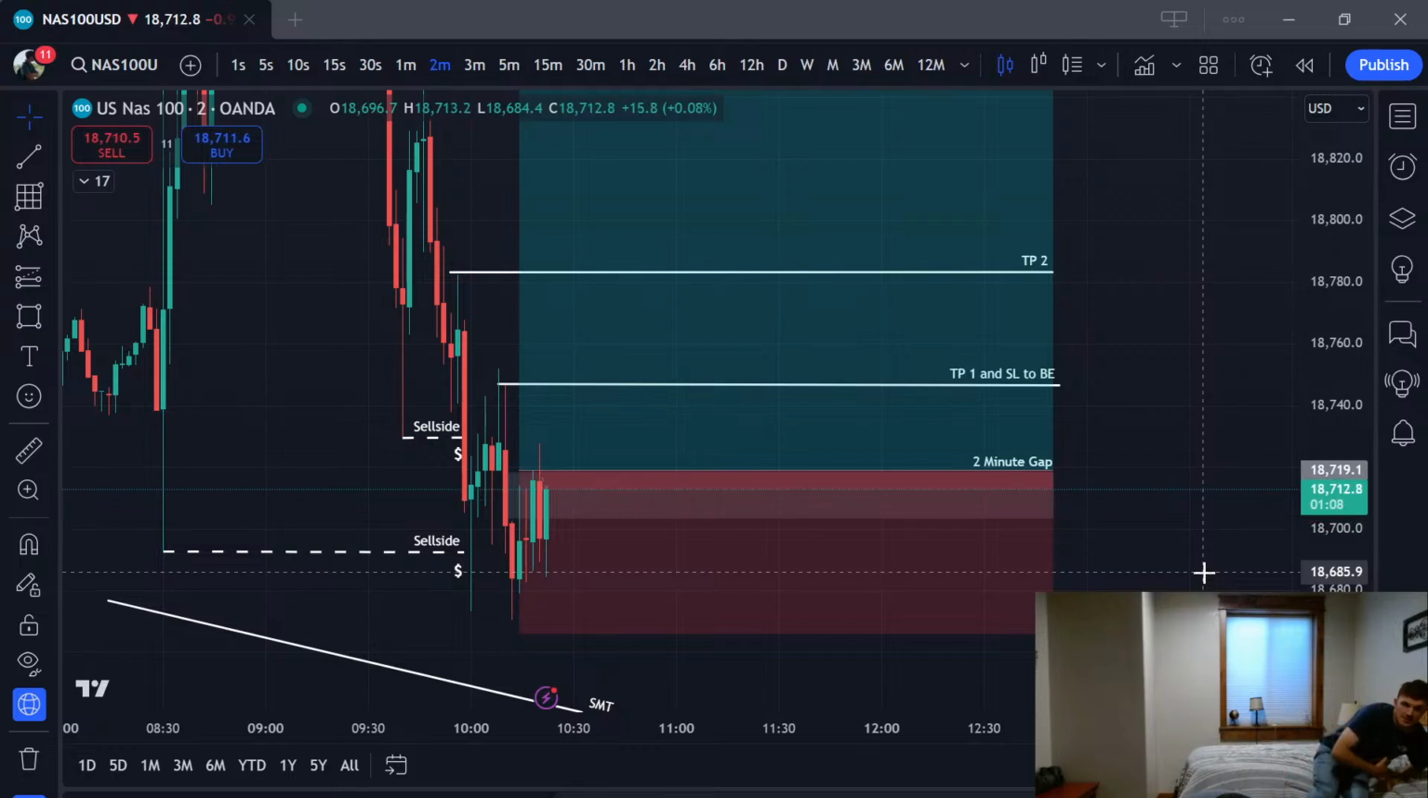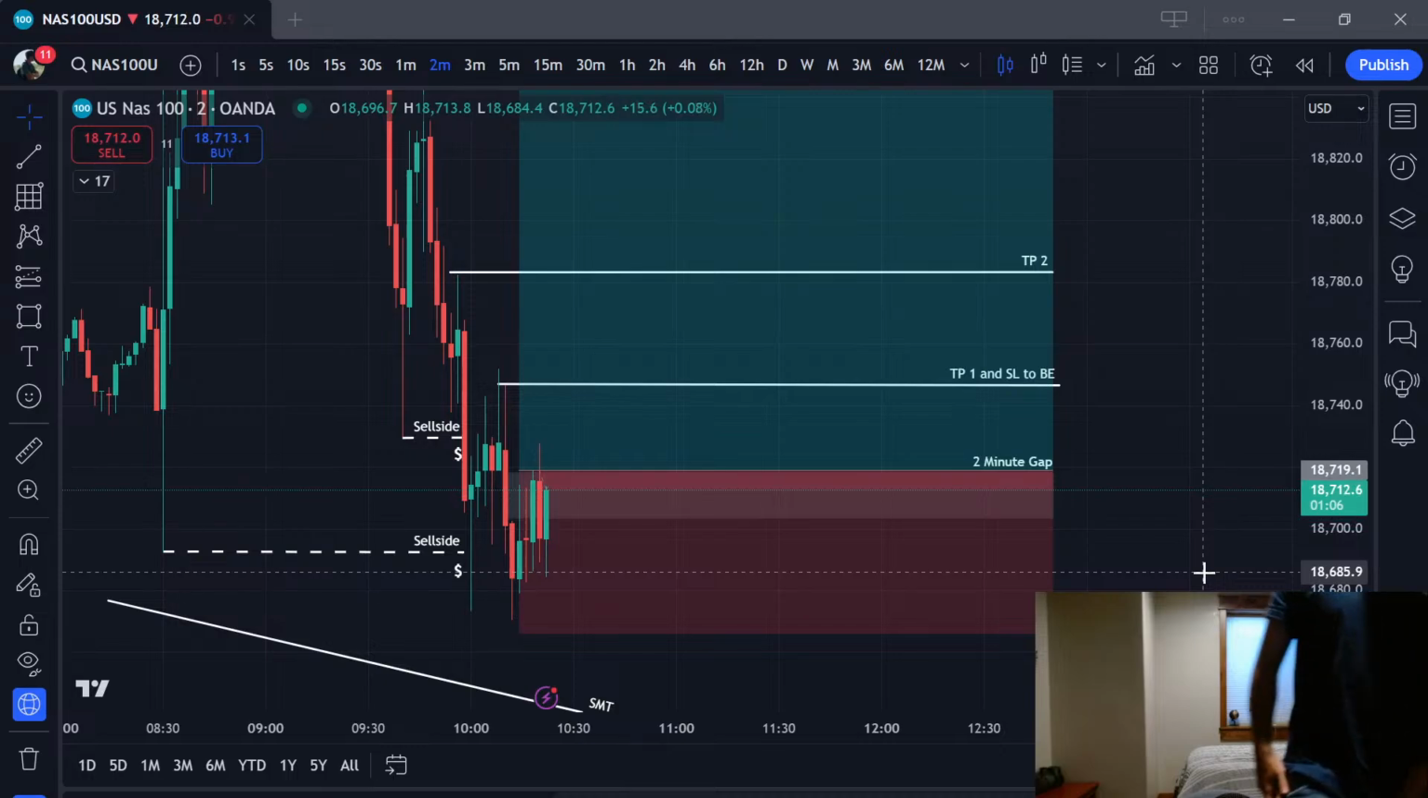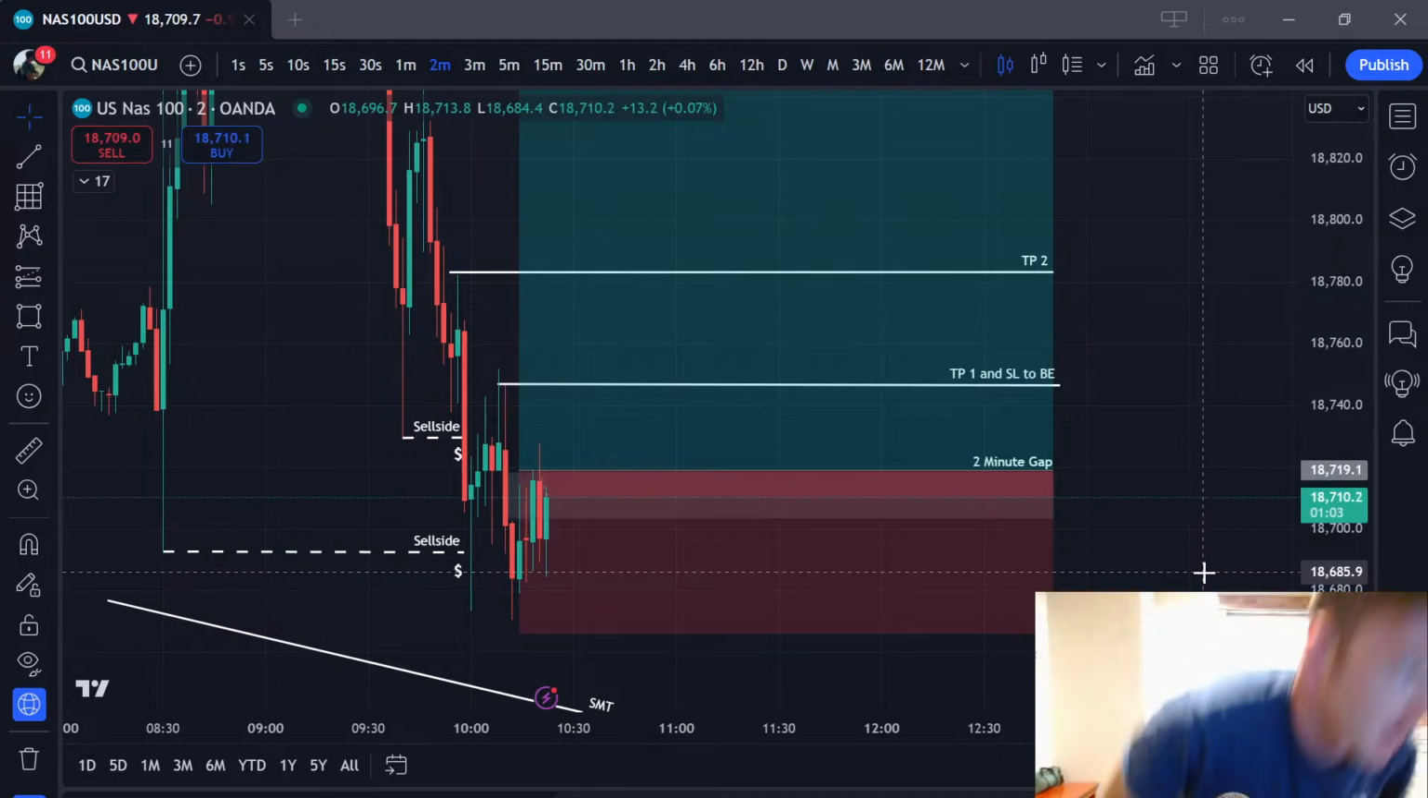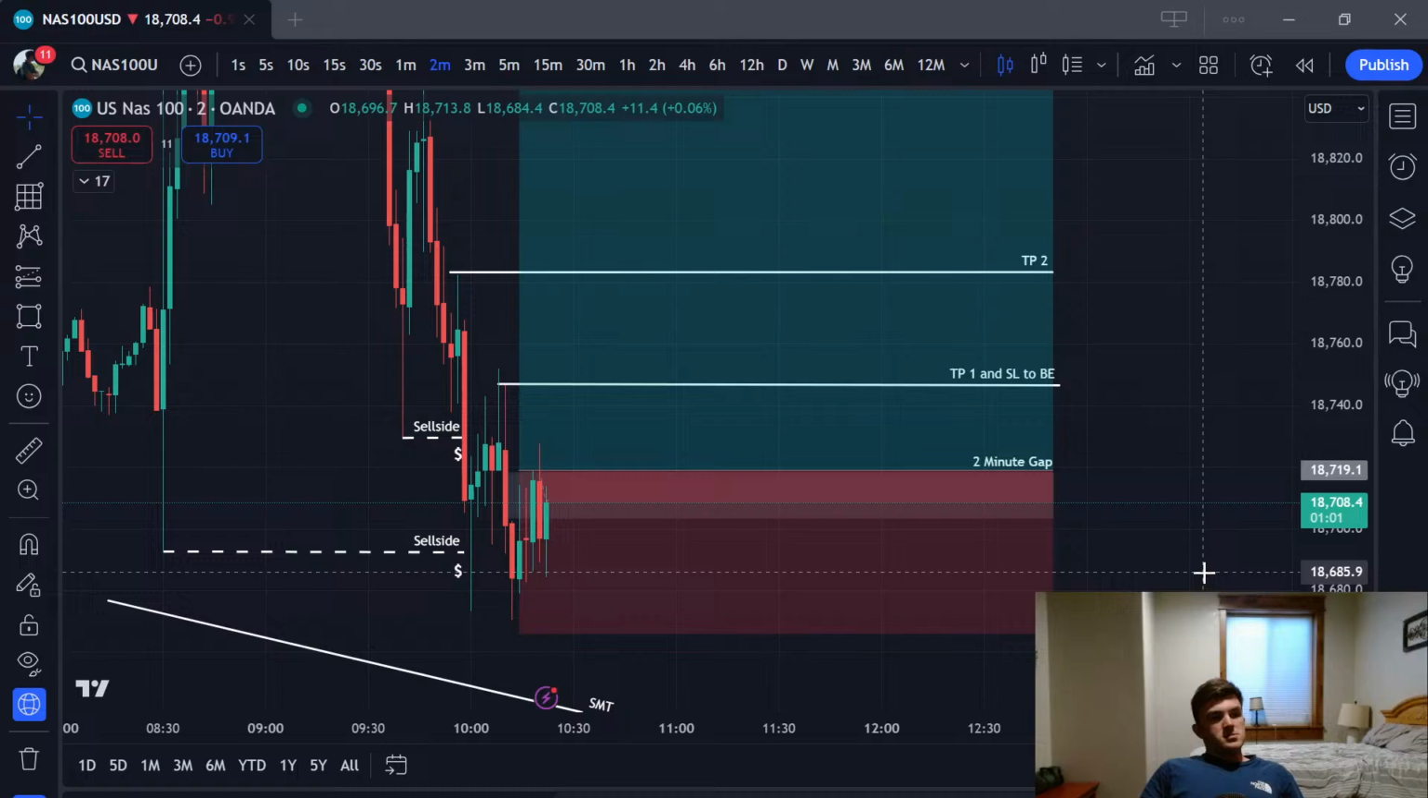Alright, getting pushed back up. Let's see if we can close above. A minute left.